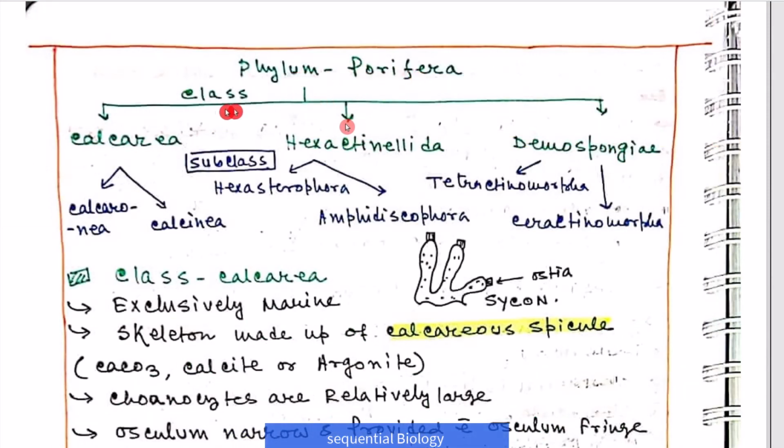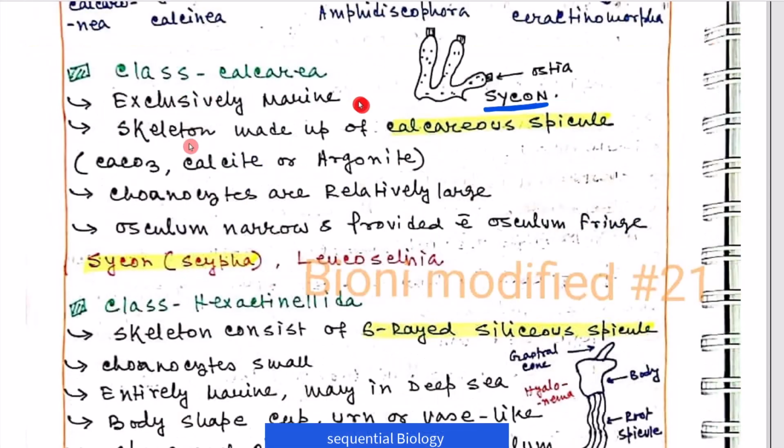The phylum Porifera is divisible into three classes: the Calcarea, Hexactinellida, and Demospongiae. The Calcarea is again divided into two subclasses, the Calcaronea and the Calcinea, and the Hexactinellida is divisible into two subclasses, the Hexasterophora and Amphidiscophora, and the Demospongiae is divisible into two subclasses, Tetractinomorpha and Ceractinomorpha. But we will focus only up to the class level, okay? In different types of exams, questions are asked up to class level. We will discuss the class characteristics of this phylum.